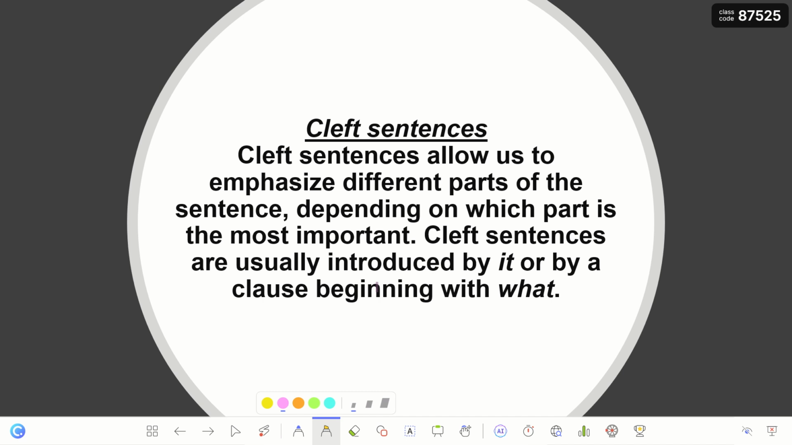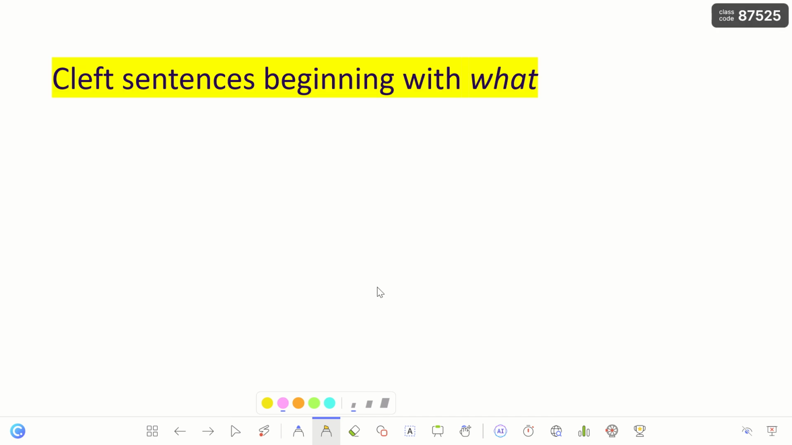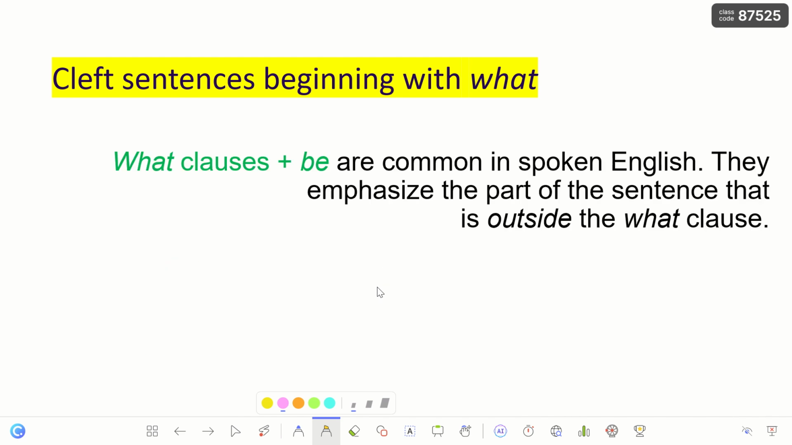So they allow us to emphasize different parts of the sentence depending on which part is the most important one, and they are usually introduced by it or by what. So cleft sentences beginning with what, they are common in spoken English.